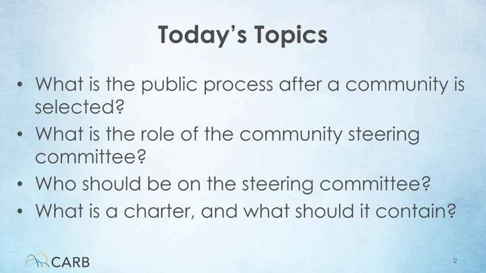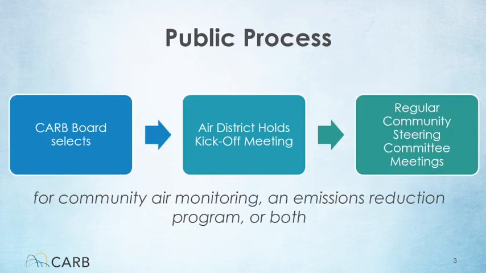Community Air Protection Program. After the CARB board selects a community to develop a community emissions reduction program, a community air monitoring plan, or both, the Air District will convene a kickoff meeting to discuss the process for convening an inclusive, multi-stakeholder community steering committee. The Community Steering Committee will then meet regularly throughout the process with meetings that are open to the public.